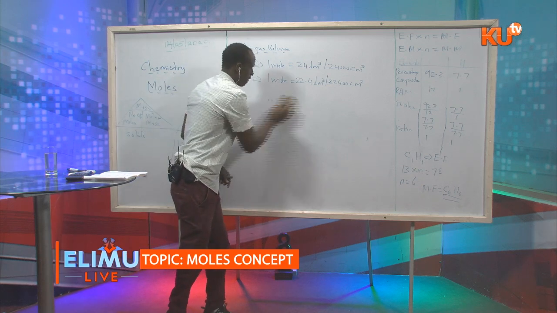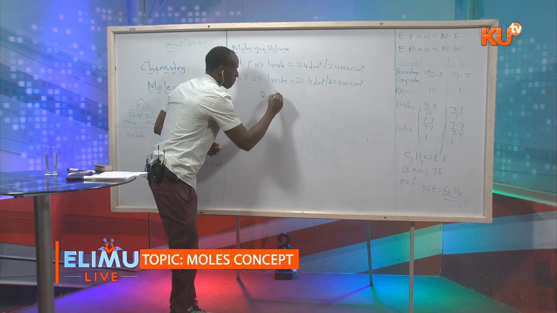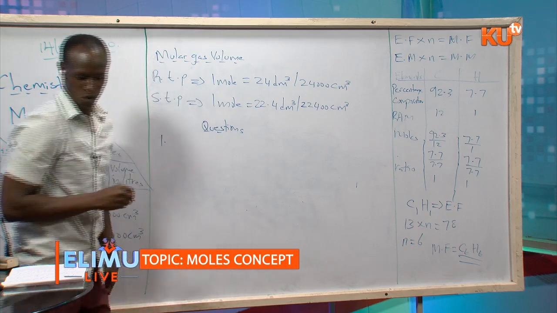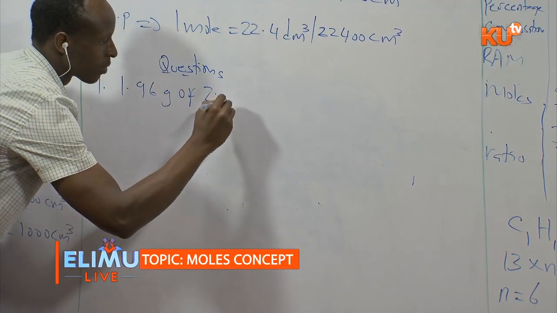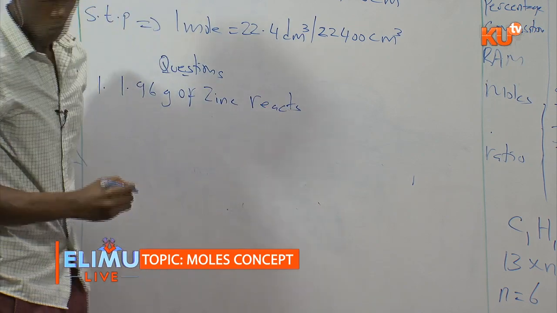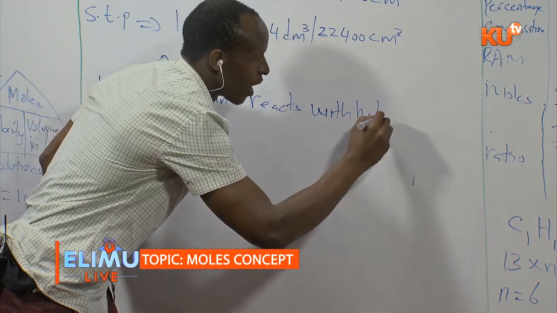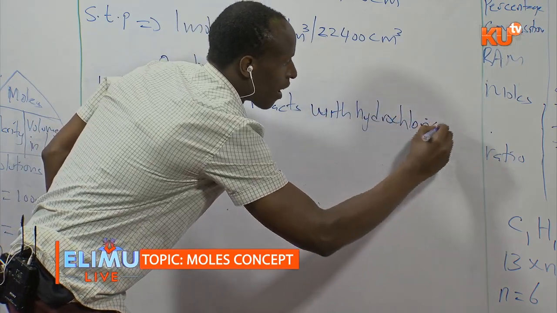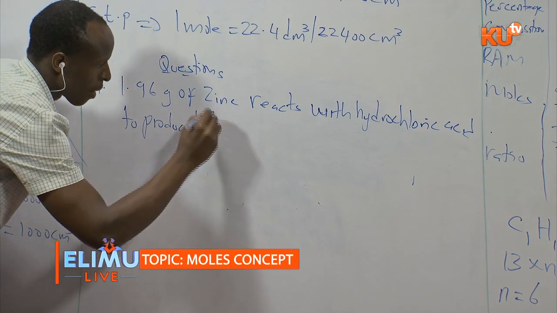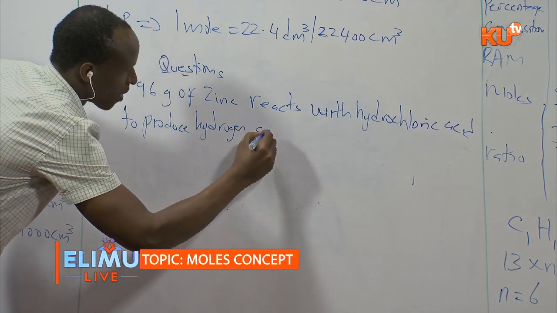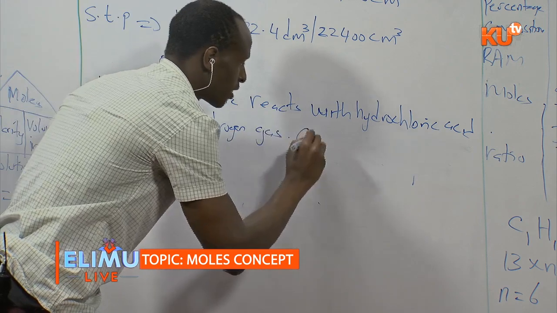So let me give the first example. The first question is: 1.96 grams of zinc reacts with hydrochloric acid to produce hydrogen gas. Calculate the volume of hydrogen gas produced at STP.